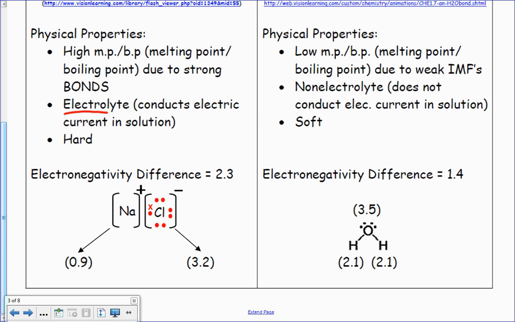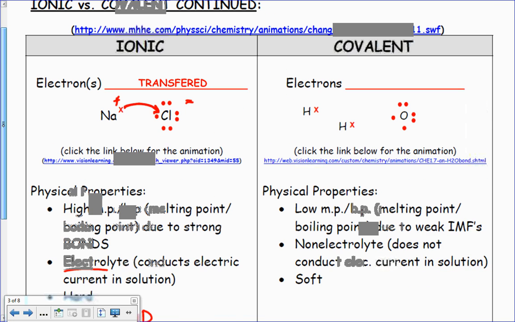Electronegativity differences. You're going to hear me refer to this as END, electronegativity difference. It equals 2.3 for this particular case. I look up chlorine's electronegativity, which is 3.2, subtract 0.9, which is the electronegativity of sodium, and I come up with 2.3. Basically, anything that is greater than 1.4, you'll need to make a special note there. If it's greater than 1.4, it is ionic. So an END greater than 1.4.